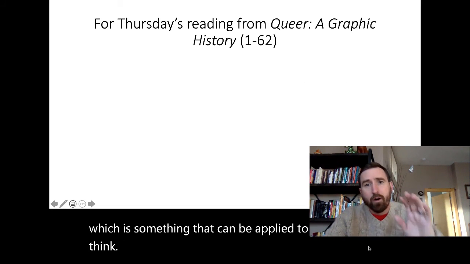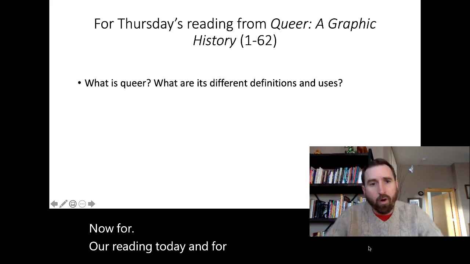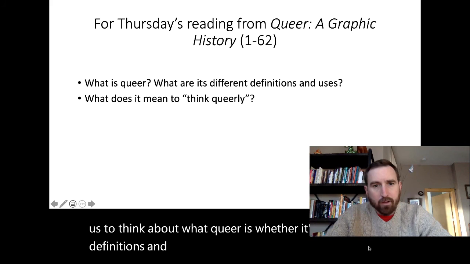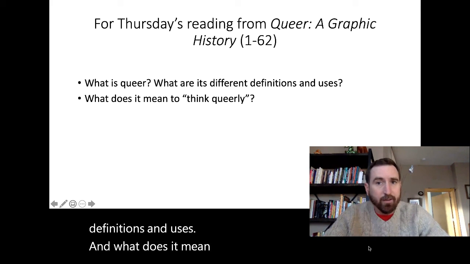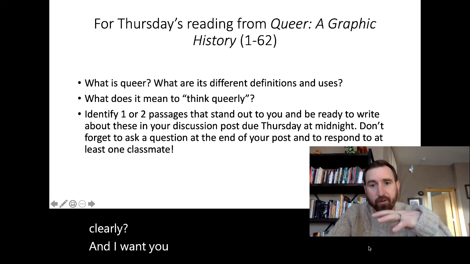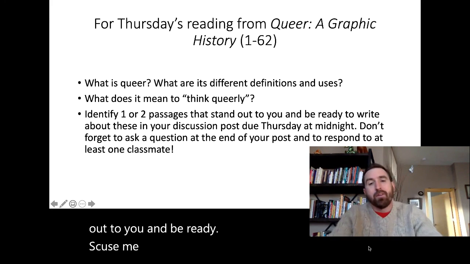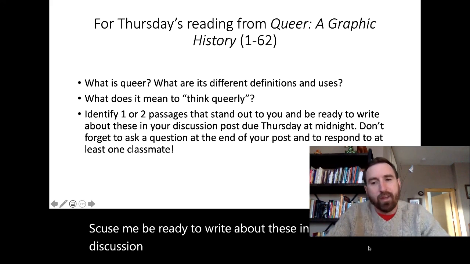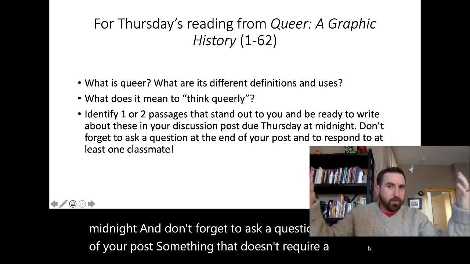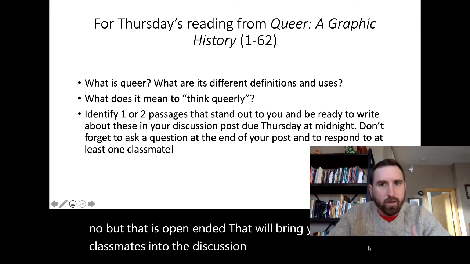Now, for our reading today and for our discussion post, I want us to think about what queer is, what are its different definitions and uses, and what does it mean, really, after you've done the reading, to think queerly? And I want you to identify a passage or two that stand out to you and be ready to write about these in your discussion post. Remember that it's due Thursday at midnight, and don't forget to ask a question at the end of your post, something that doesn't require a yes or no, but that is open-ended, that will bring your classmates into the discussion. And also respond to at least one classmate.